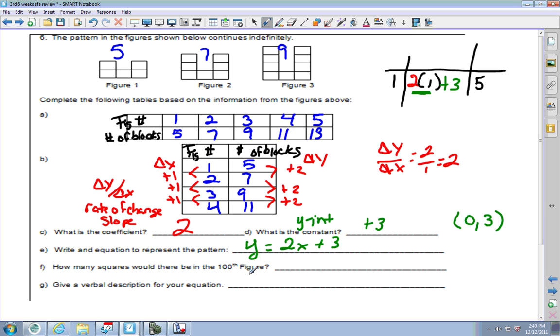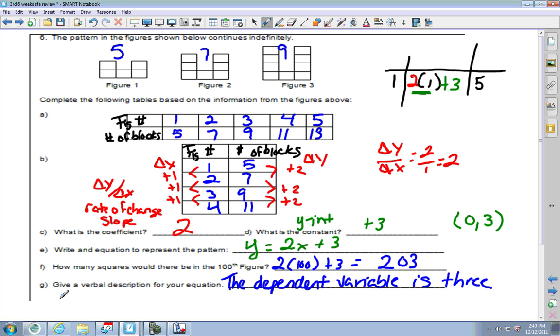Next, how many squares would there be in the 100th term? Well, you would take 2 times 100 plus 3. That would be 203. Give a verbal description for your equation. Well, we could do this a couple ways. We can say the dependent variable is 3 more than two times the independent variable.